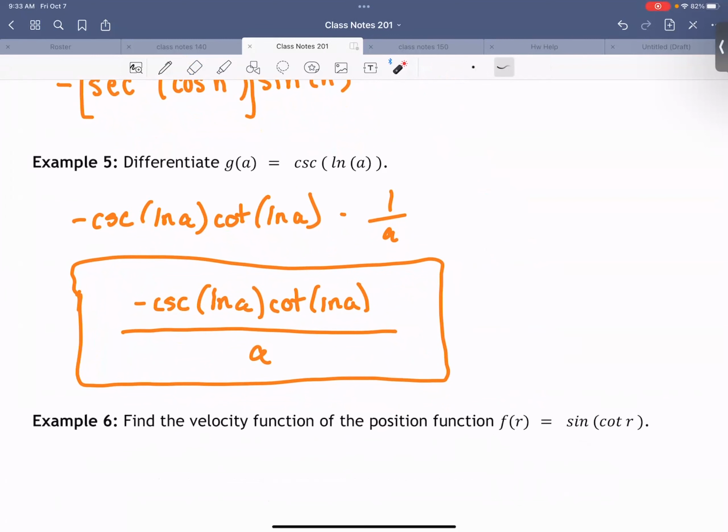All right. Let's go through example 5. We're finding the derivative of cosecant of the natural log of a. Michael wrote up his answer. Do you kind of want to take us through your process here? The derivative of cosecant x is negative cosecant x cotangent x. So you have to plug in the inside function, and then you multiply by the derivative of the inside function. And then when you put it all together, you just put it all over a, so multiply it. Great job. Any questions on example 5?